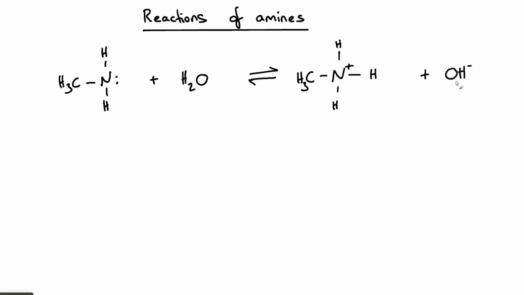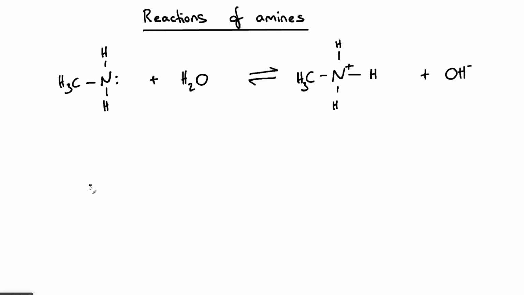It will be slightly alkaline because we're producing a higher concentration of hydroxide ions here as the amine group takes a hydrogen ion and forms this ion here, this positive charged ion, and we get a hydroxide. What it also means is that amines will react with acids.